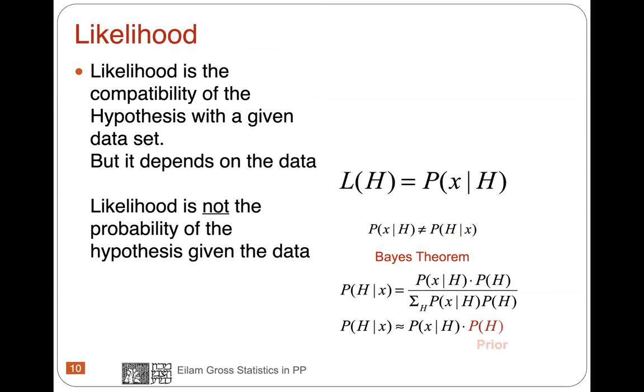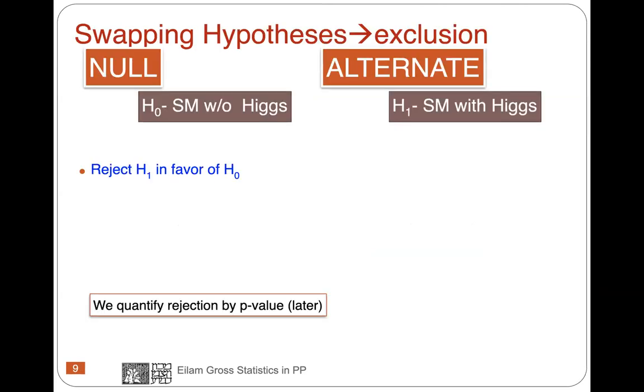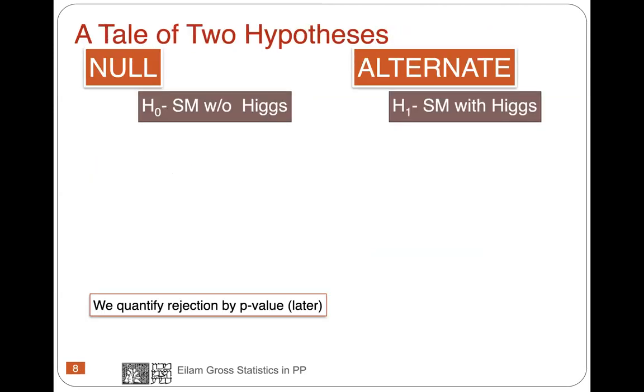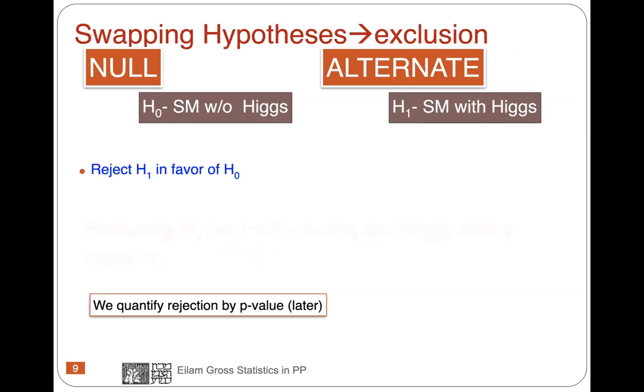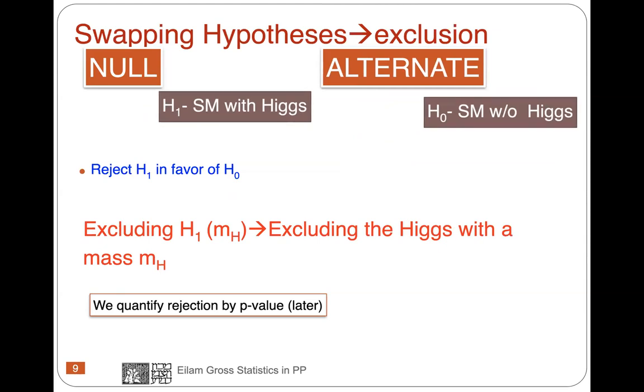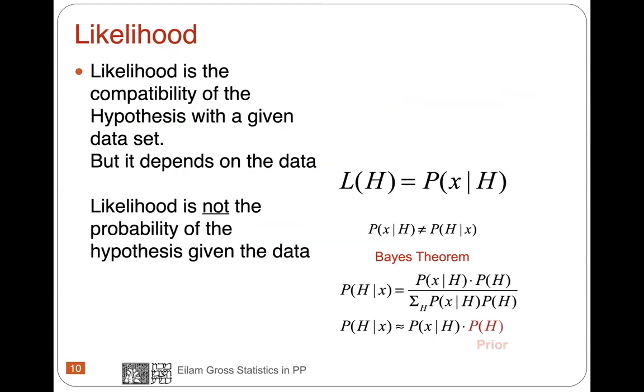So if I summarize, if the null hypothesis is H0, then rejecting H0 is a discovery. If the null hypothesis is H1, the signal, then rejecting H1 is what we call exclusion.